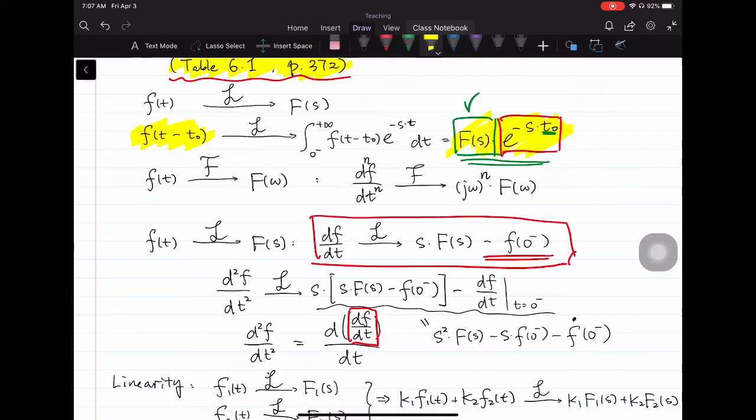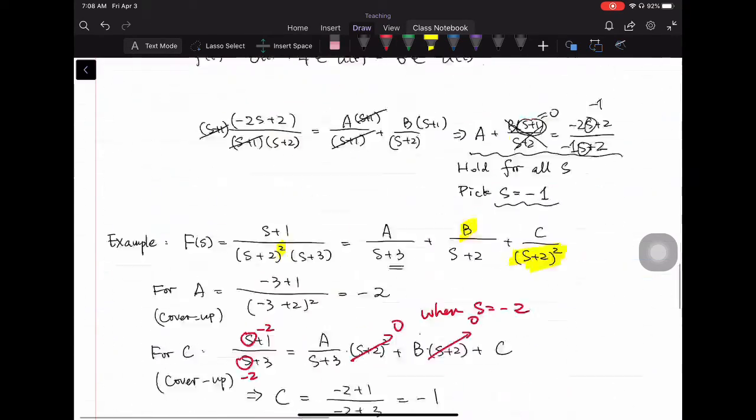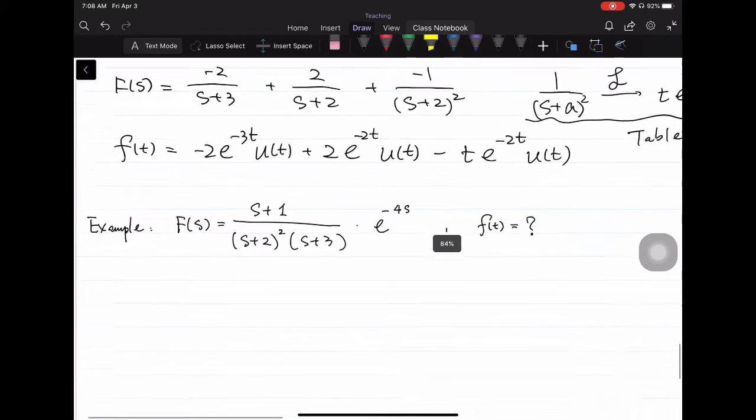So that said, if you have a Laplace transform being multiplied by an exponential term, e to the negative s times t naught, then you can temporarily ignore that exponential term and focus on calculating the inverse Laplace transform of the preceding term f of s, just like what we did in Tuesday's class. And then as soon as that's done, you apply the time shift to all the terms in that inverse Laplace transform.